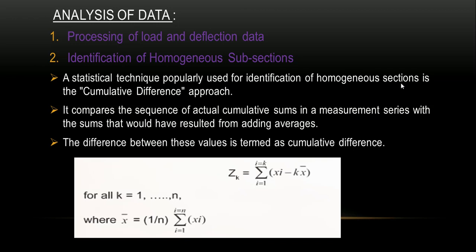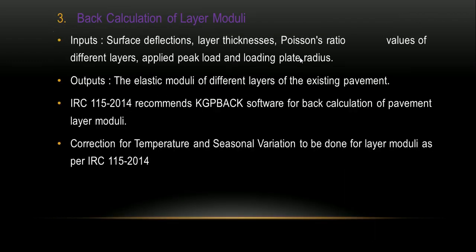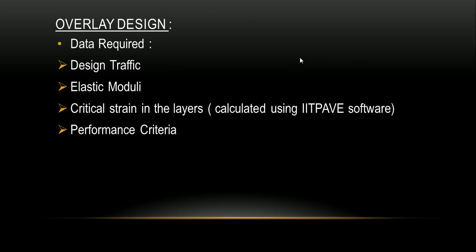Actually, the entire acquisition system will give you the processing data and the identification of homogeneous subsections. Like the output file you get in StatPro and ETABS, we get an entire output file consisting of different information related to the test. This is all the data that has been stored.